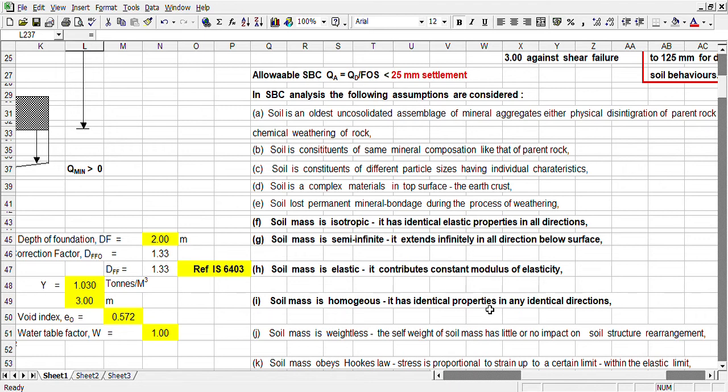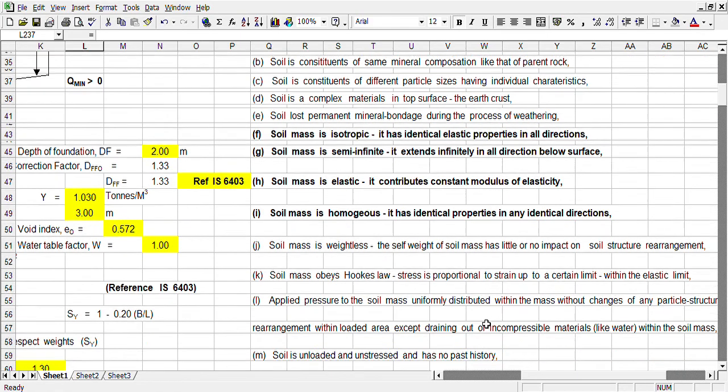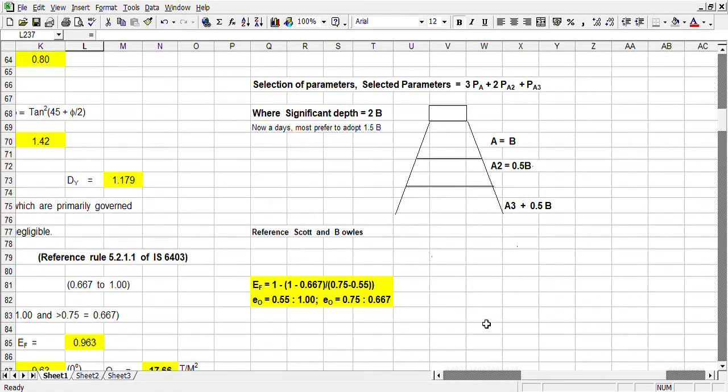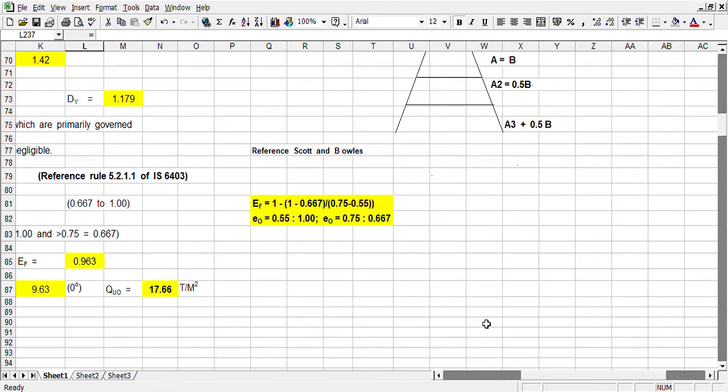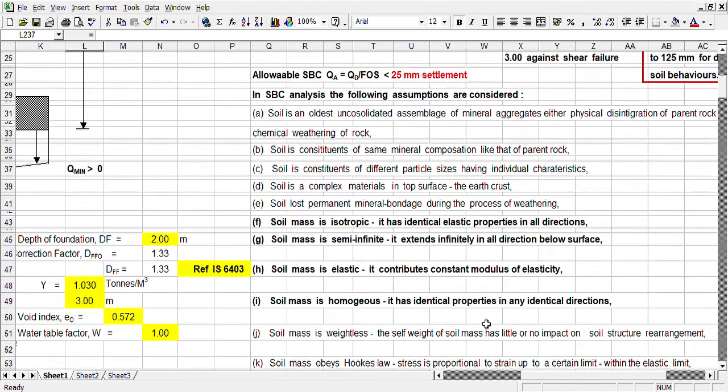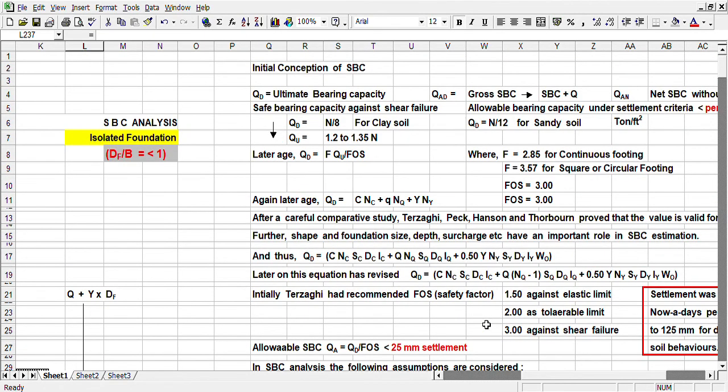So for today, I am discussing the shallow foundation on clay soil, and tomorrow I shall be discussing shallow foundation on sandy soil.